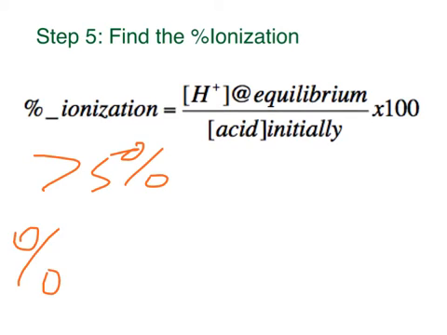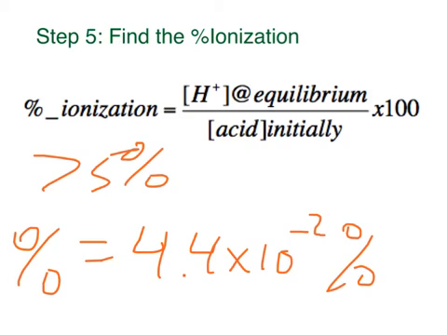What is the percent ionization equal to? It's equal to the H plus concentration, which we just had, 2.2 times 10 to the negative 4, divided by the initial concentration. Let's see what we get. And the final answer is 4.4 times 10 to the negative 2%. Don't forget to multiply your final answer by the 100. I forgot to say that a second ago.